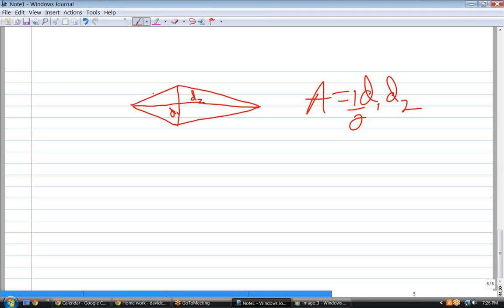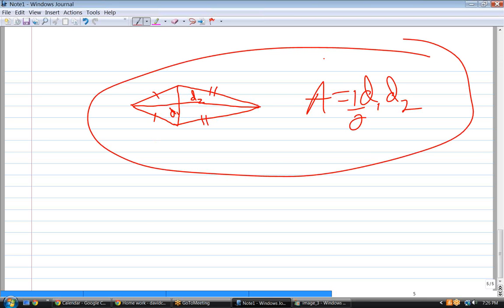The definition of a kite is that this side's equal to that side and this side's equal to that side. And this is about all there is to really know about a kite, other than this big diagonal bisects the little diagonal. The little diagonal obviously does not bisect the big diagonal. But, okay, so no kites.